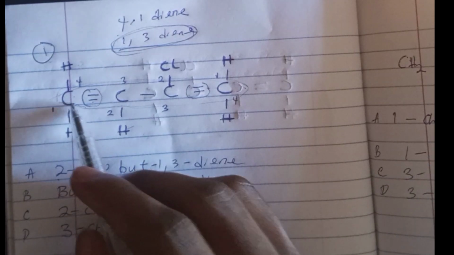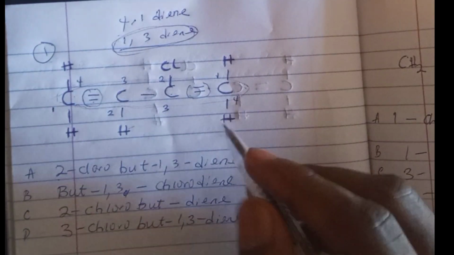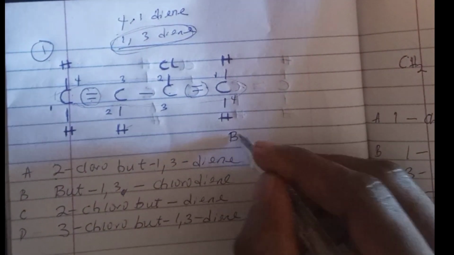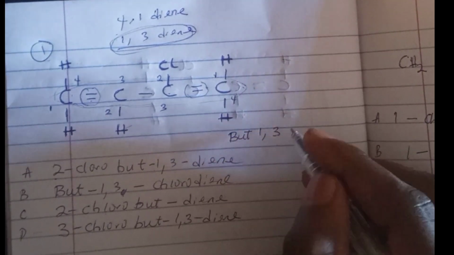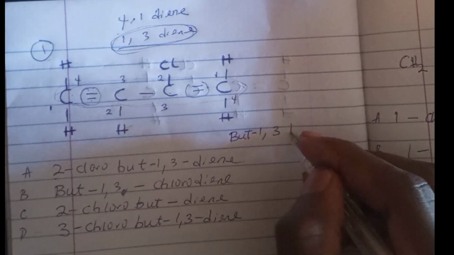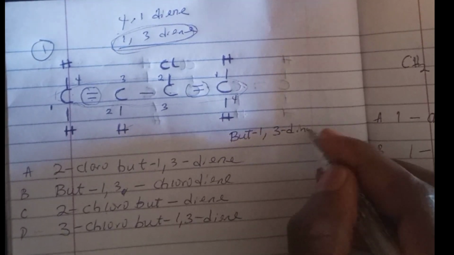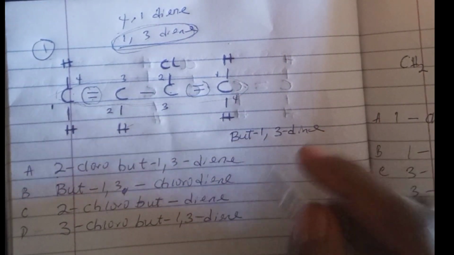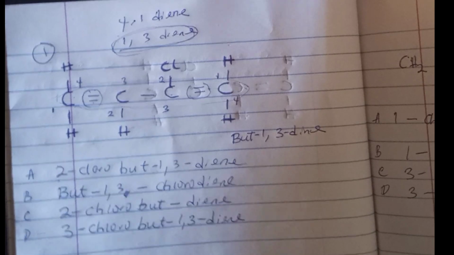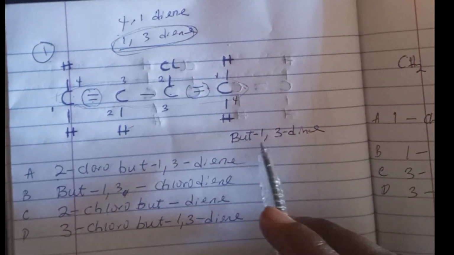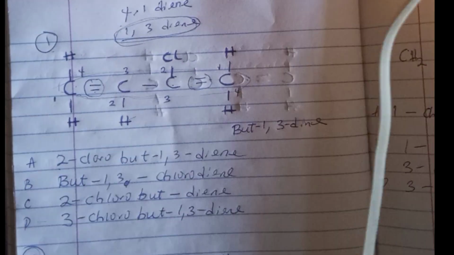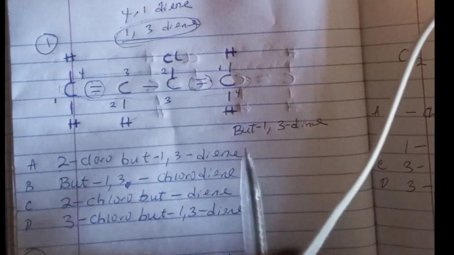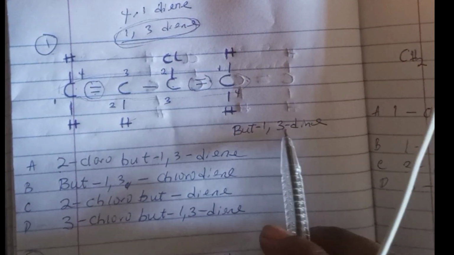Counting again, 1, 2, 3, 4 is four, so it's going to be but. The root addition, so but-1,3-diene. Then we have gotten the root and the suffix. We have now to identify the prefix.